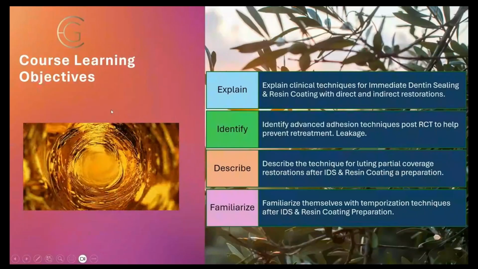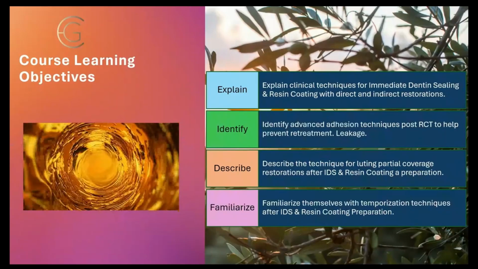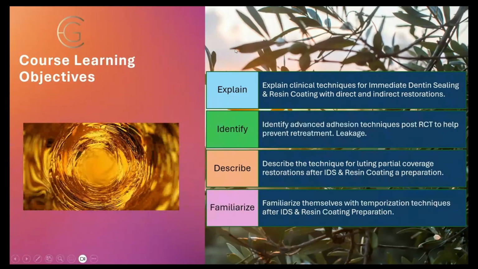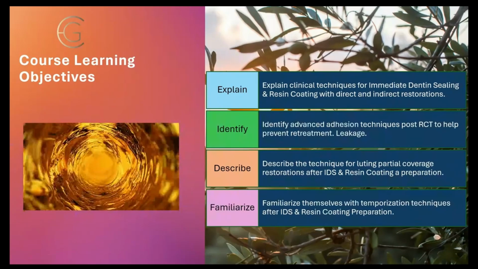So what are our learning objectives today? The first one is I'm going to explain clinical techniques for immediate dentin sealing and resin coating with direct and indirect restorations. It actually works the same way for direct or indirect, whether you're doing a class 2, class 3, class 4, 5, 6, whatever you want to do.